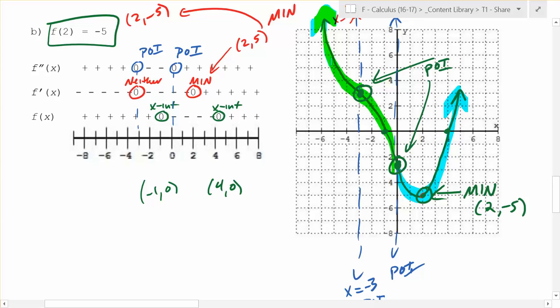Actually it was concave up where? I got to do this. It's blue, sorry. This should not be green. What should it be? If I was doing consistent coloring here, concave up is this color, right? And then it's concave down, and then it's concave up.